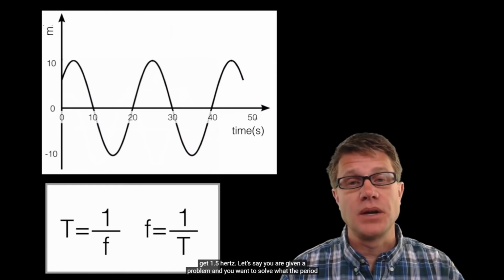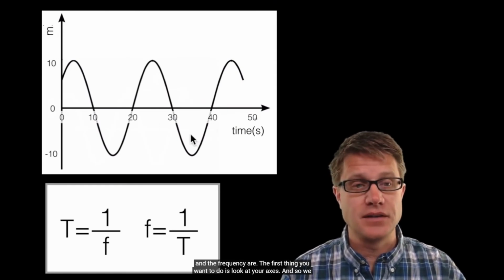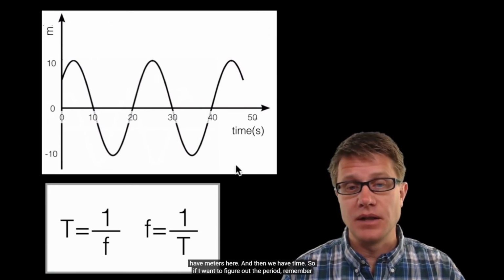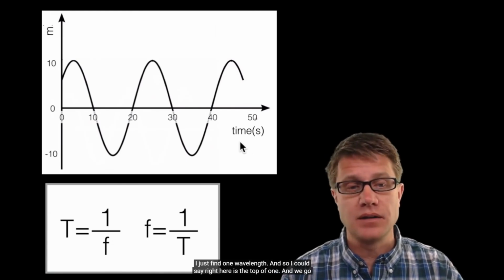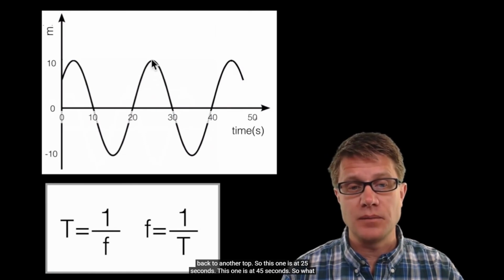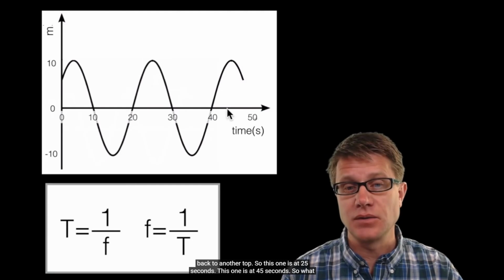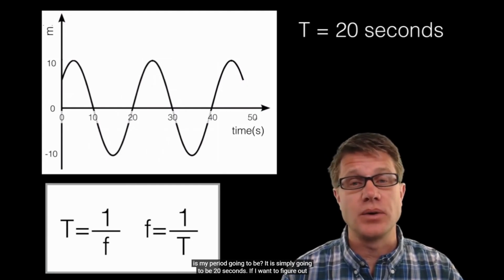Let's say you're given a problem and you want to solve what the period and the frequency are. The first thing you want to do is look at your axes. And so we got meters here, and then we've got time. And so if I want to figure out the period, remember I just find one wavelength. And so I could say right here is the top of one, and we go back to another top. So this one's at 25 seconds, this one's at 45 seconds. So what's my period going to be? It's going to simply be 20 seconds.